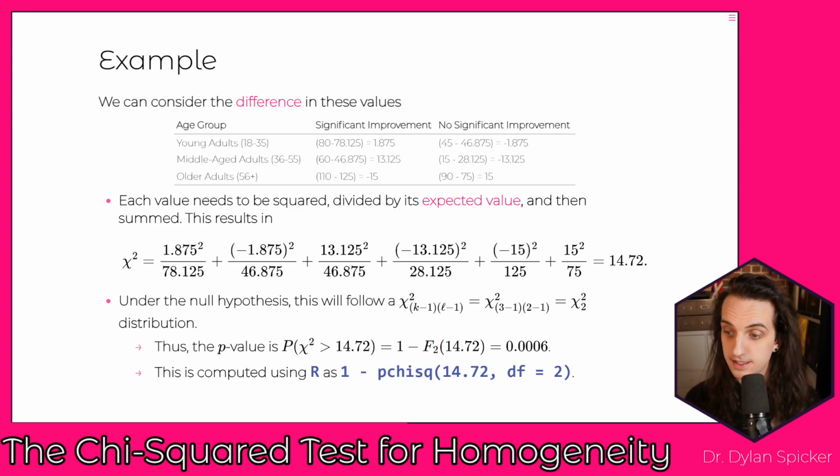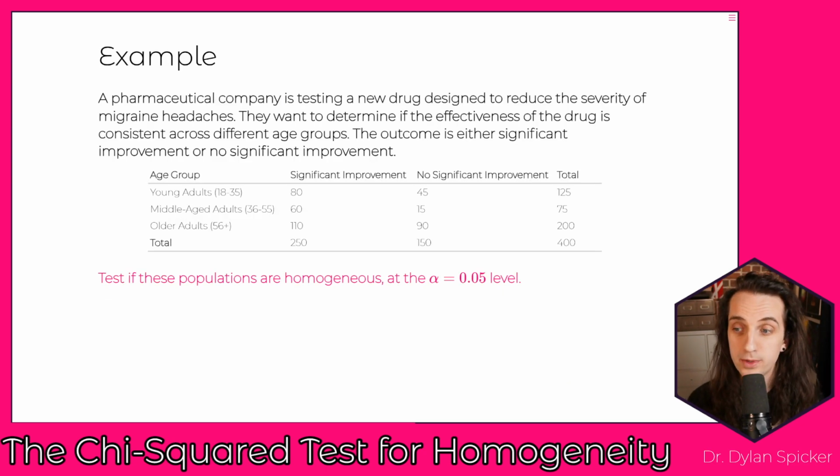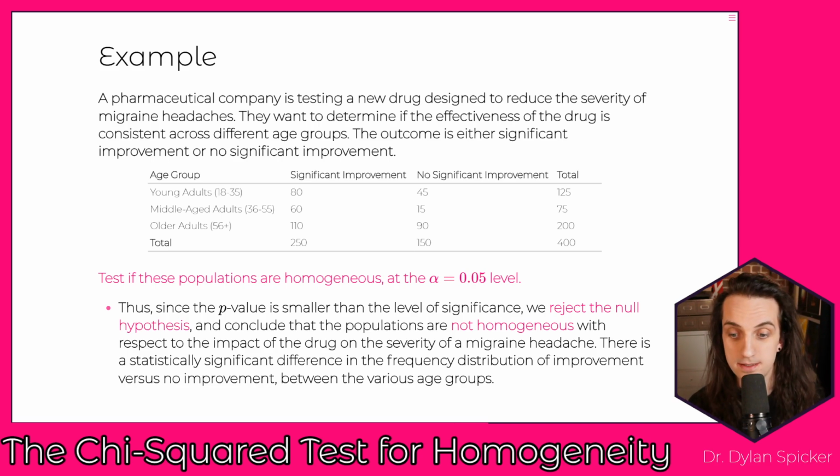All right, and so from here, we can then draw our conclusion. Since the p-value is smaller than our level of significance, we reject the null hypothesis and conclude that the populations are not homogeneous with respect to the impact of drug severity on the migraine headaches. There is a statistically significant difference in the frequency distributions of improvement versus no improvement between the various age groups.